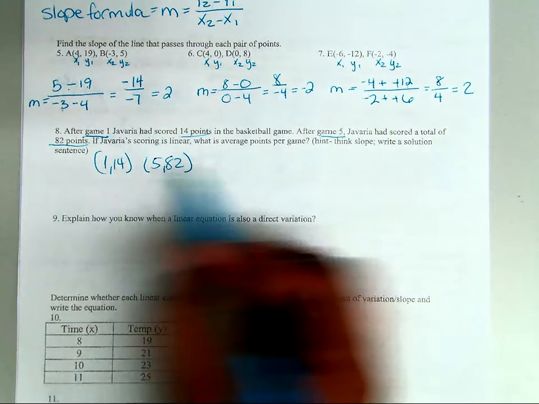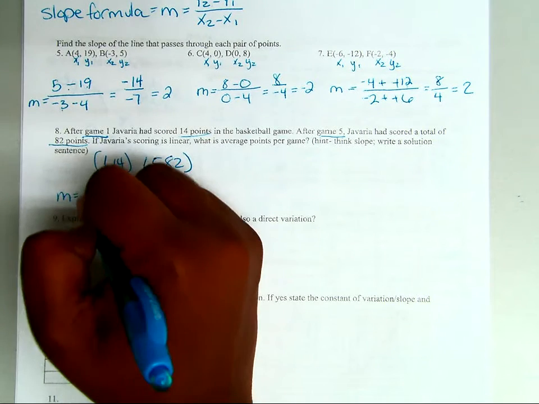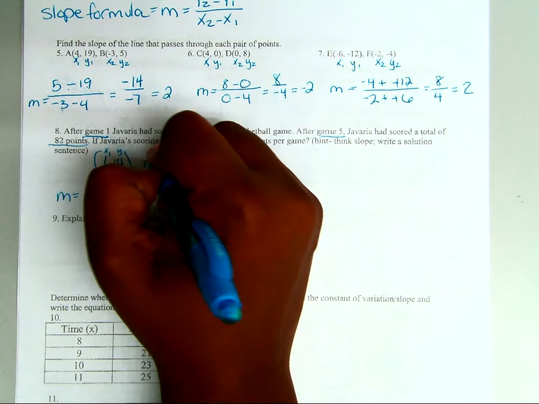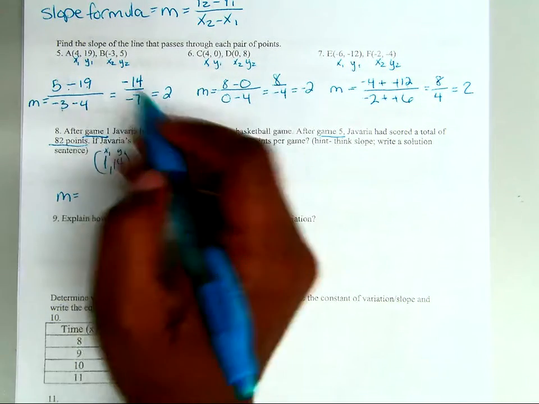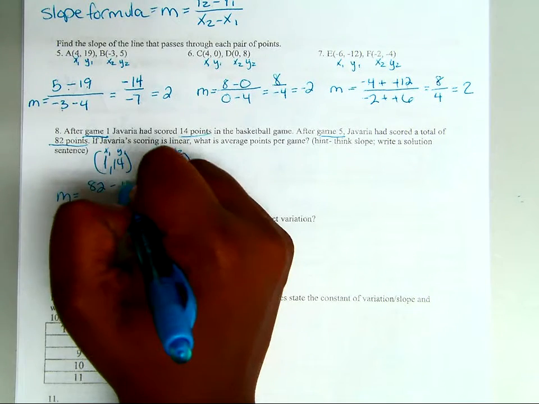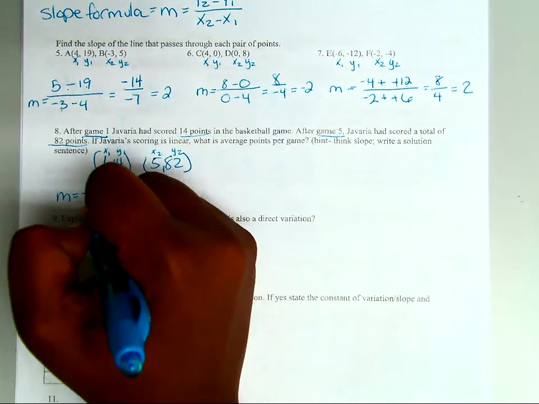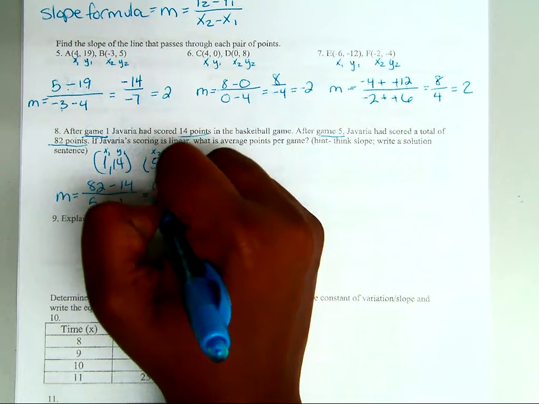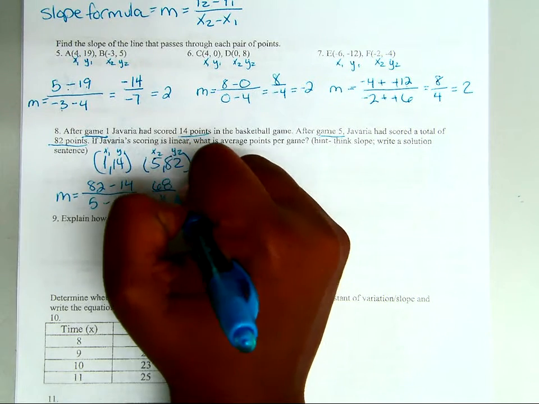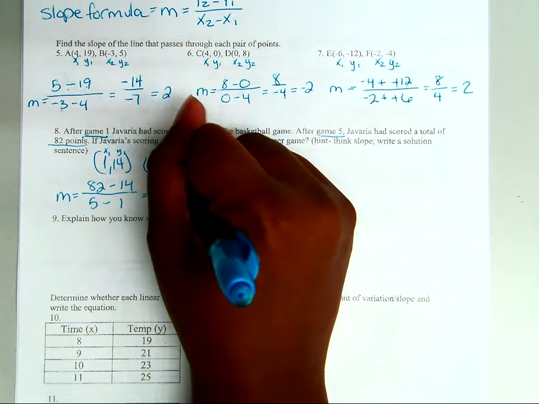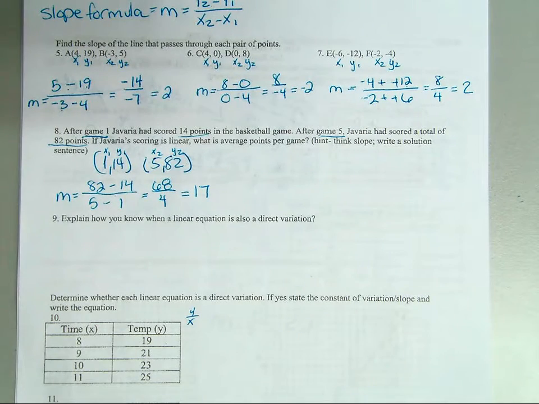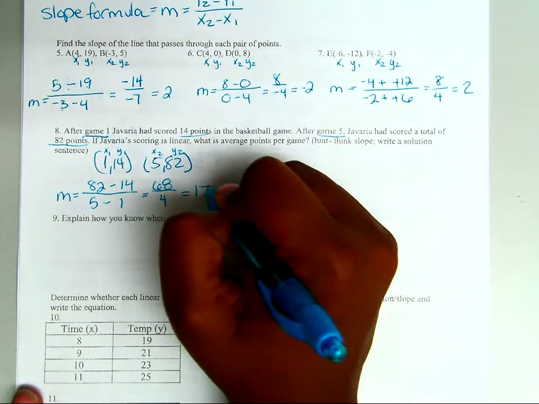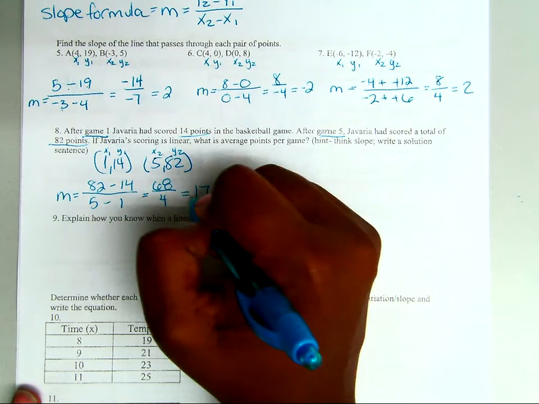Then I'm going to use, guess what? Slope formula. Let's label first: X1, Y1, X2, Y2. So 82 minus 14 over 5 minus 1. 82 minus 14 is 68 over 4. I can reduce that to 17. So the slope is 17. Another way, I know that the top part is points for every game.